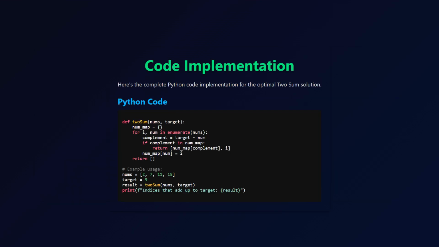Let's see the code in Python. We'll use a dictionary to store the numbers and their indices. First, we initialize an empty dictionary. Then, we iterate through the input array. For each number, we calculate the complement. If the complement is in our dictionary, we've found our pair and return the indices. Otherwise, we add the current number and its index to the dictionary. It's really that concise. This solution is both efficient and readable, making it ideal for interviews.